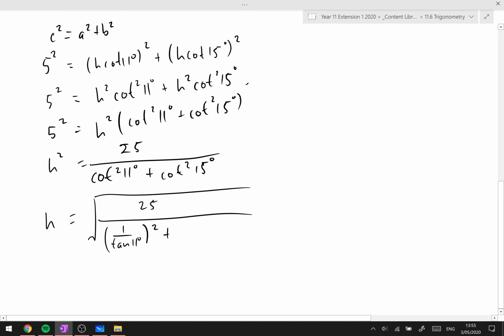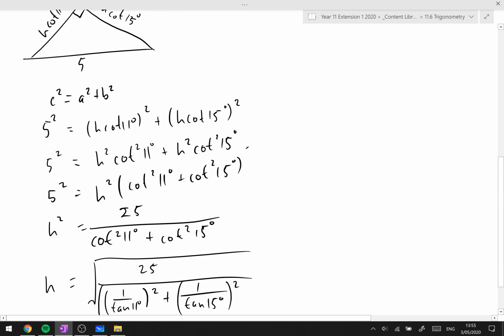So 1 over 10, 11 degrees squared, plus 1 over, and making sure when you put it in your calculator, you put that in brackets, otherwise you might get something that you don't want. And 1 over 10 all squared, just like that. Once you've done that, you put it into your calculator, and you should get the height of this tower to be 0.79 meters high.